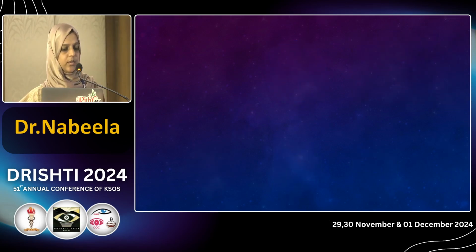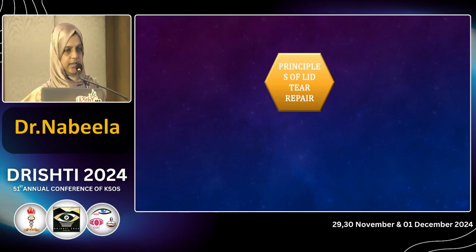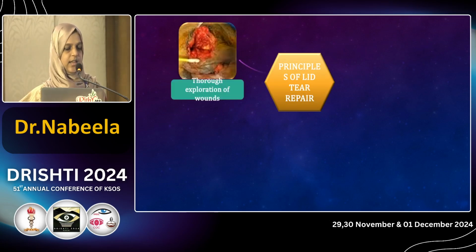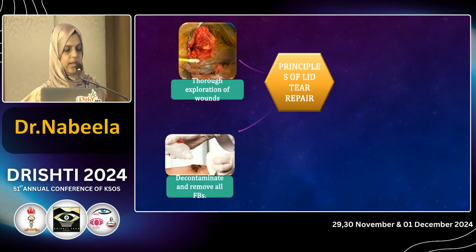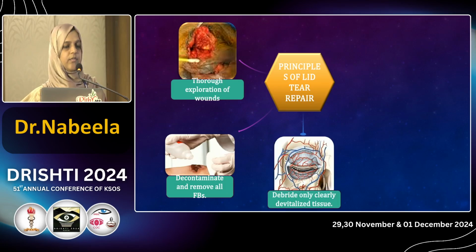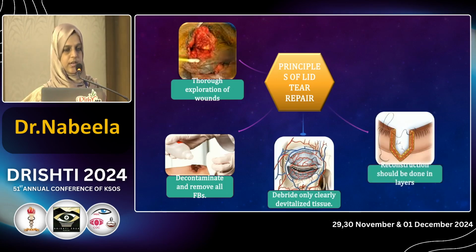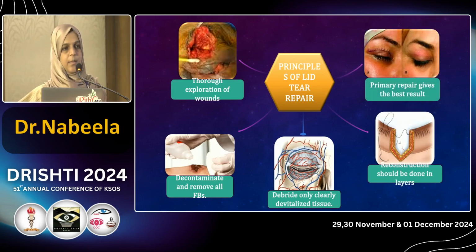Now coming to the general principles of lid tear repair. Initially, have a thorough exploration of the wound. Get the extent and depth of the wound. Decontaminate the wound as far as possible. Just flush it with saline and remove all possible foreign bodies. Because of the extremely good vascularity of the eyelid skin, debride only clearly devitalized tissue. The reconstruction should be done in layers to get a good apposition. And always remember, primary repair gives the best result.